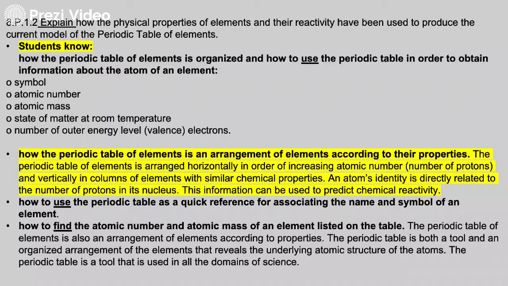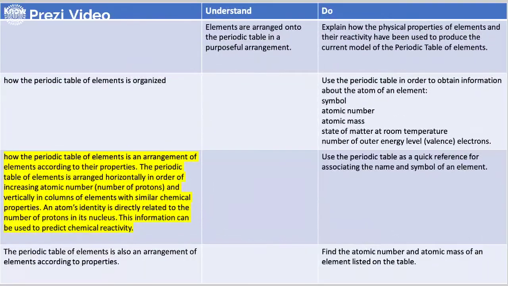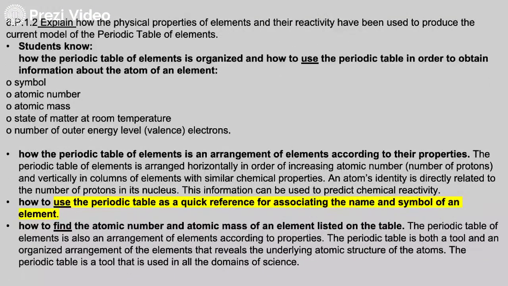Next, we have students know how the periodic table of elements is an arrangement of elements and goes in the know column. Now students know how to use the periodic table. Again, we have an action, so it's added to the do column.